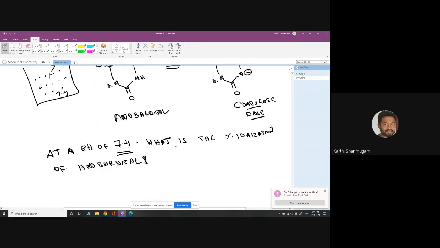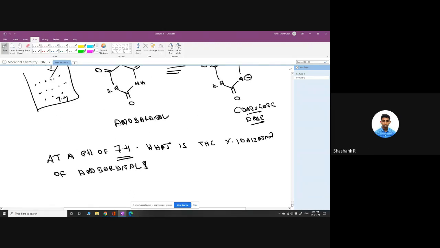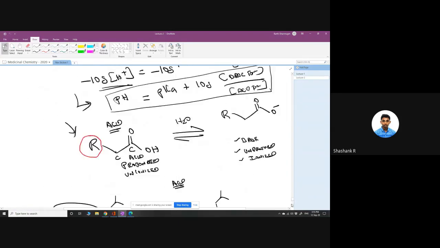The concentration is not given here. You have to think, right? Sir, we can take it as concentration X. We can take that X units of amobarbital have ionized.